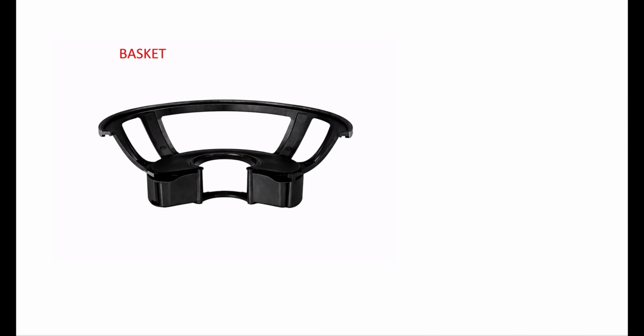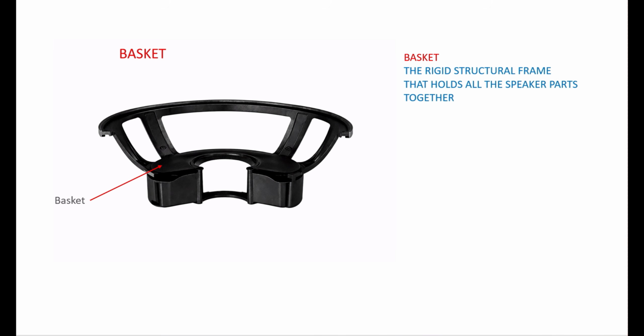Now, there's not a lot to say about the basket. It's essentially the structure that holds all of the bits of the speaker together. It does have a role in airflow and ventilation. That's why there's usually big cutout sections to the basket itself. But other than that, there's not much more to say.